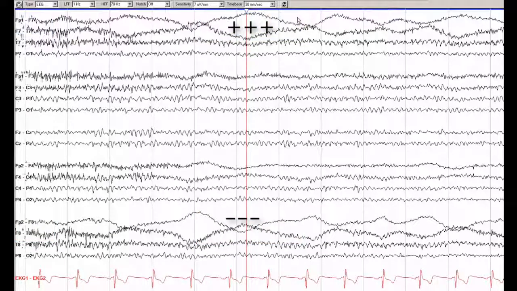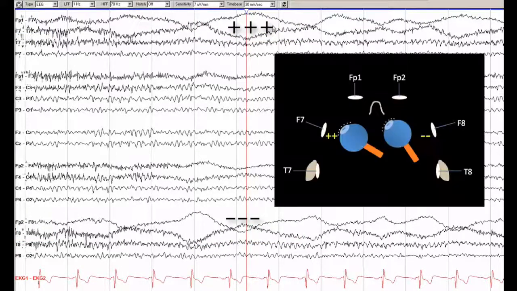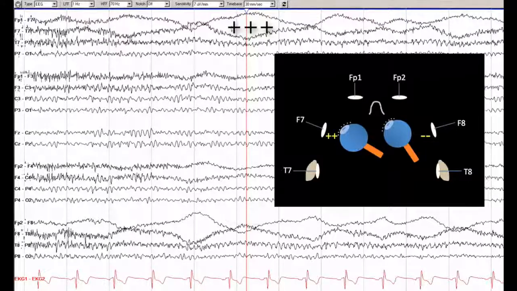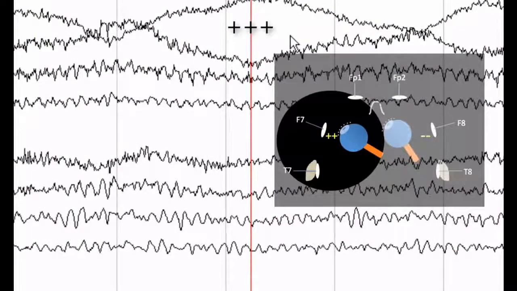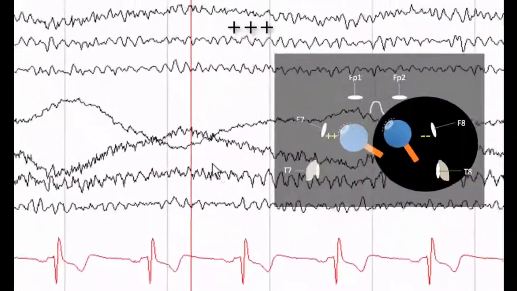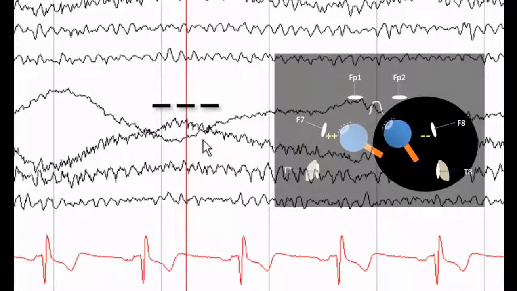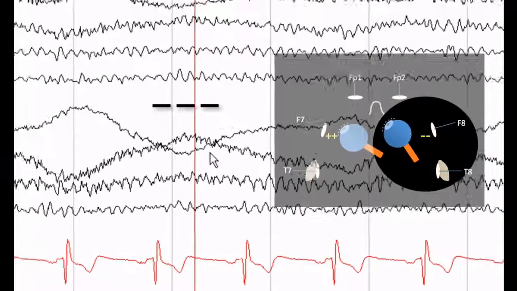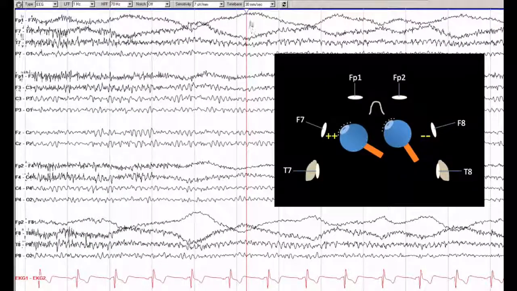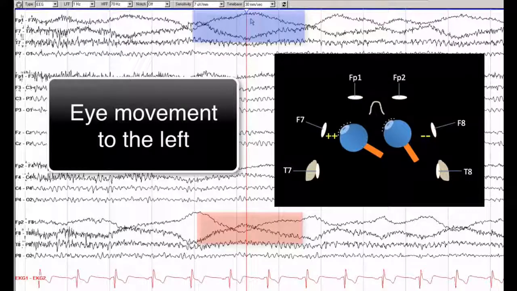We have reviewed eye movements in a previous video, but this would suggest that the positively charged cornea is causing positive deflection at F7 on the left side, and there is a negatively charged retina causing negatively charged deflection at F8 on the right side. And so this is an eye movement to the left.